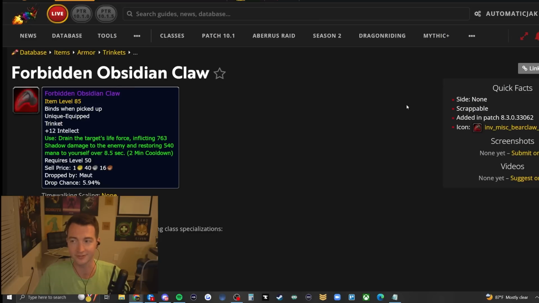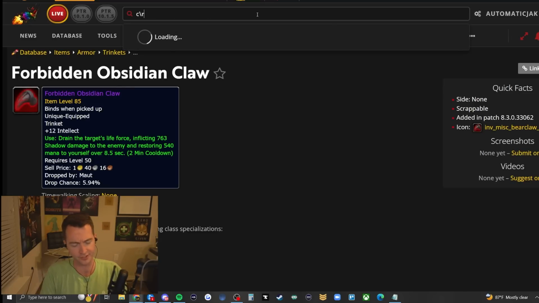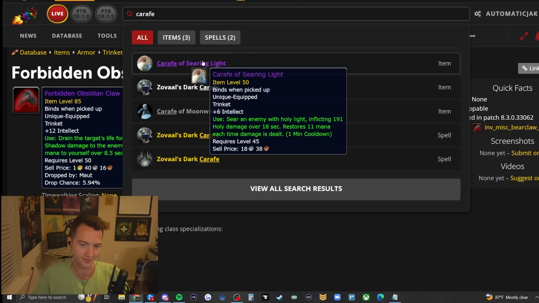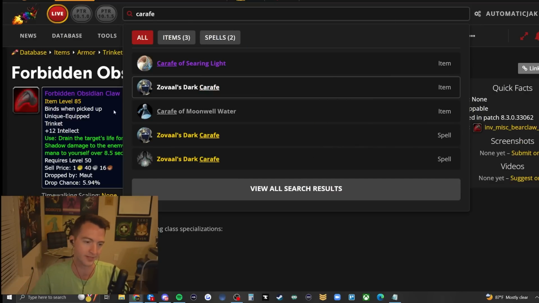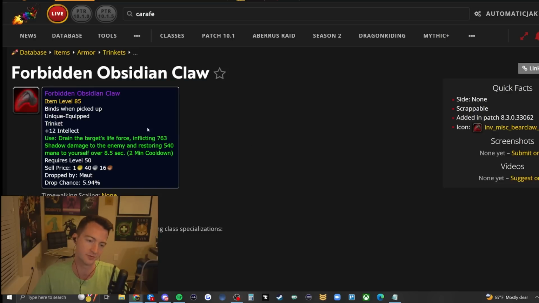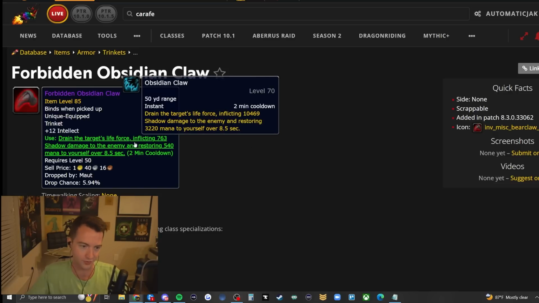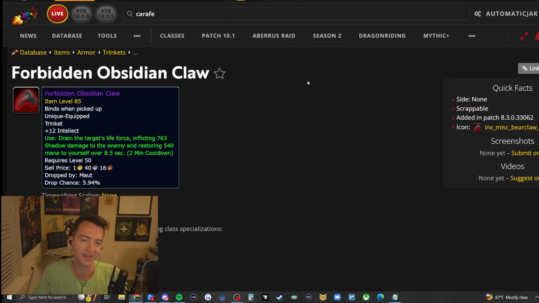For a couple other healer mana options, the Forbidden Obsidian Claw, and there's also the sister to this, the Carafe, I believe is what it's called, the Carafe of Searing Light that came from Antorus. Both of them would be low cooldowns. One was 2 minutes, one was 1 minute. Deals damage, restores mana to you. These are always just really cool. Even though there wasn't spirit back in BFA, it was still nice to have that option of, I need more mana. Here's how I'm going to solve my mana problems, and here's how I can adjust my gameplay around it.